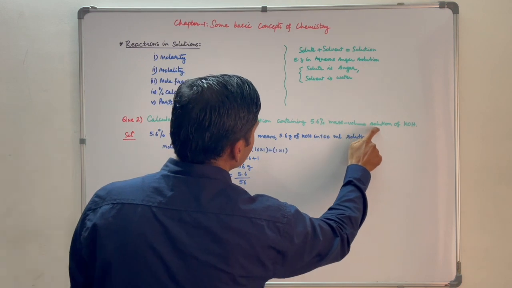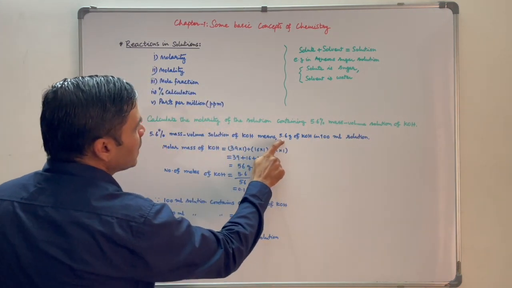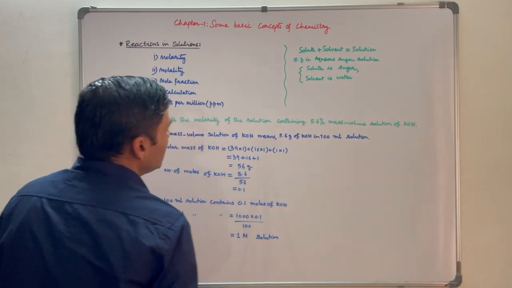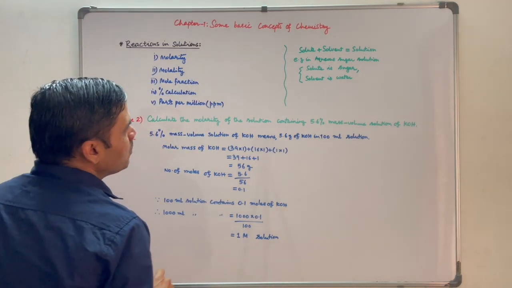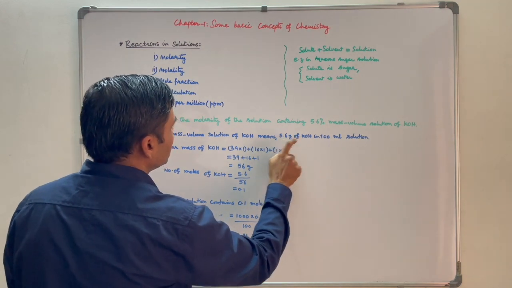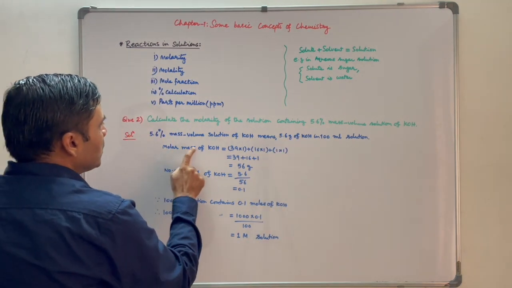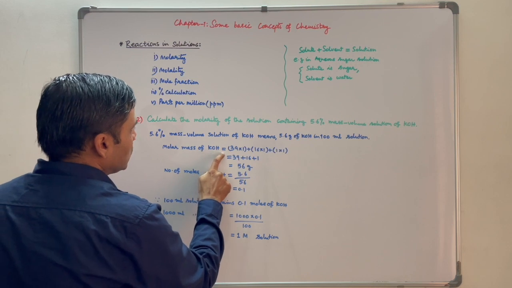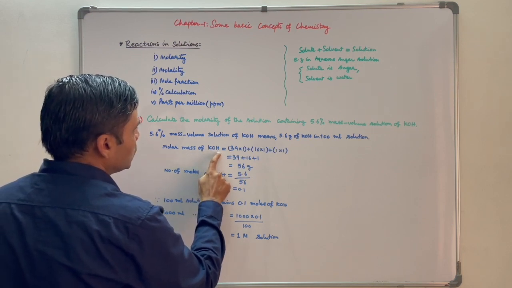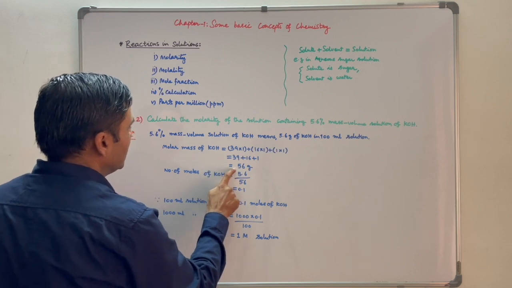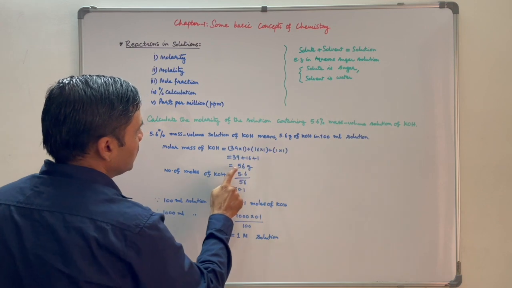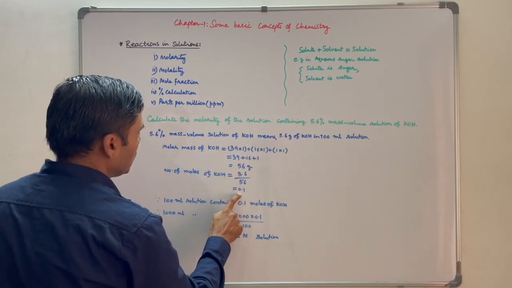Second question, calculate the molarity of the solution containing 5.6% mass volume solution of KOH. 5.6% mass volume solution of KOH means 5.6 gram of KOH in 100 ml solution. First, we will figure out how many moles of KOH are there in 5.6 gram of KOH. Molar mass of KOH is equal to 39 into 1 plus 16 into 1 plus 1 into 1, that is 56 gram. So number of moles of KOH will be 5.6 upon 56, that is 0.1.